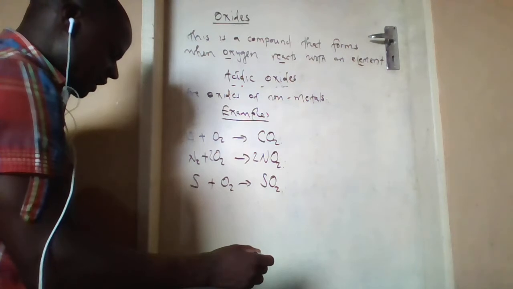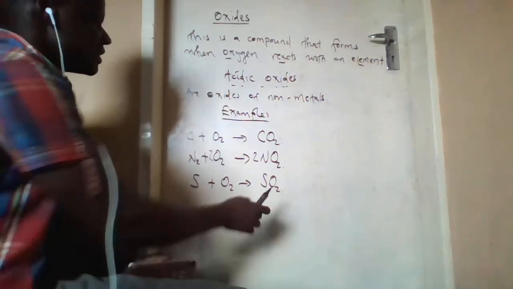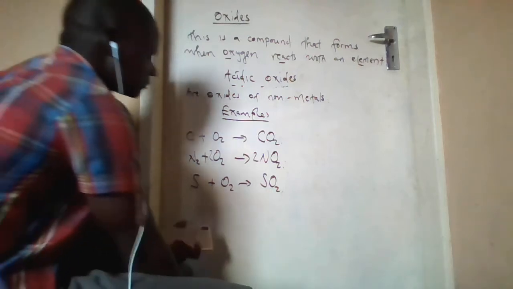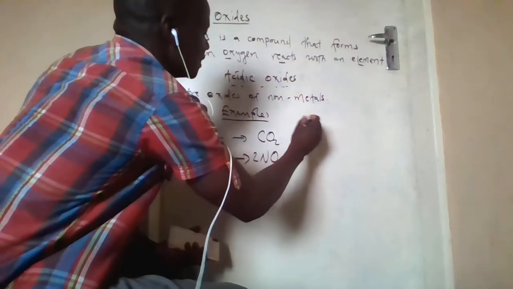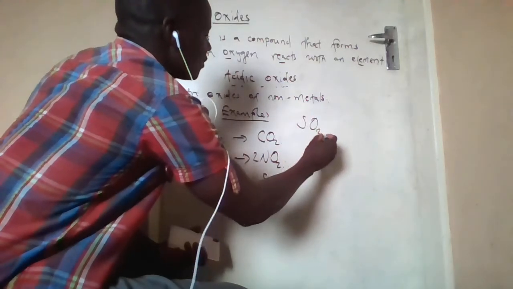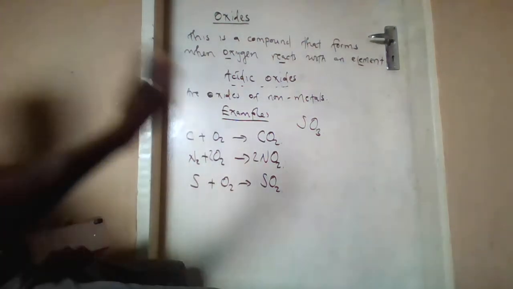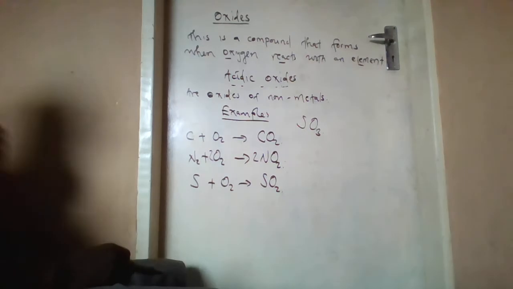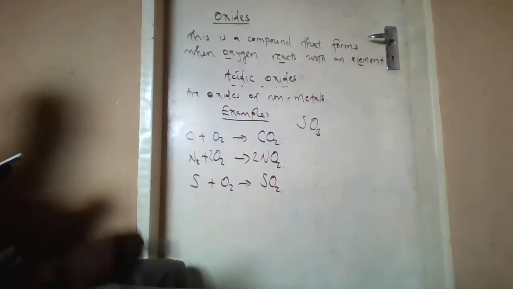But there is another one which is called sulfur trioxide. Trioxide, meaning you're going to have 3 oxygens. So the other example of an acidic oxide is sulfur trioxide, because once sulfur trioxide reacts with water, it forms sulfuric acid. And when sulfur dioxide reacts with water, it forms sulfurous acid.